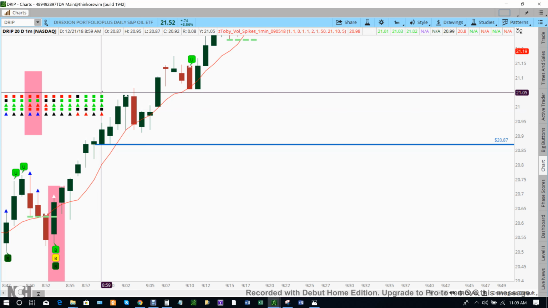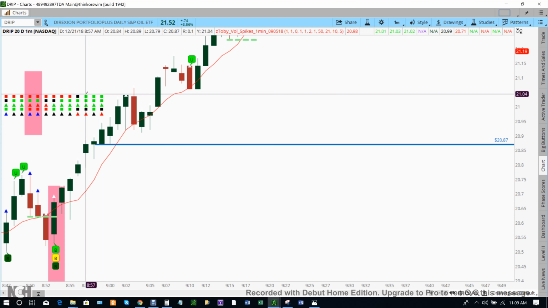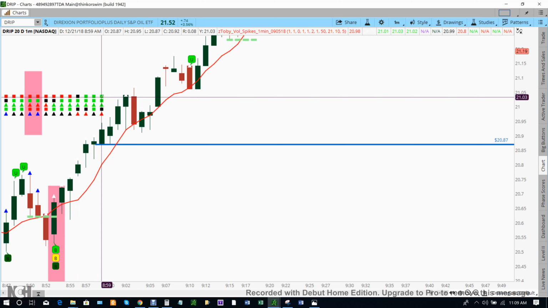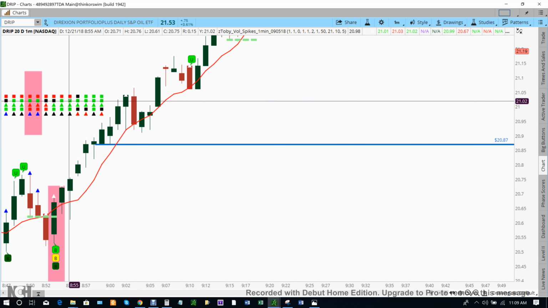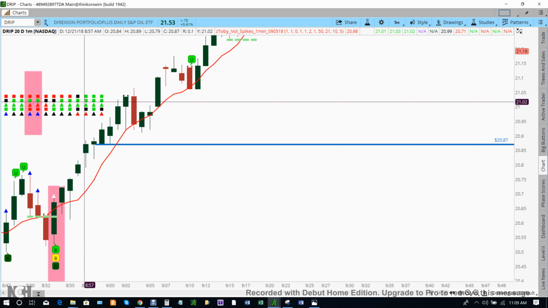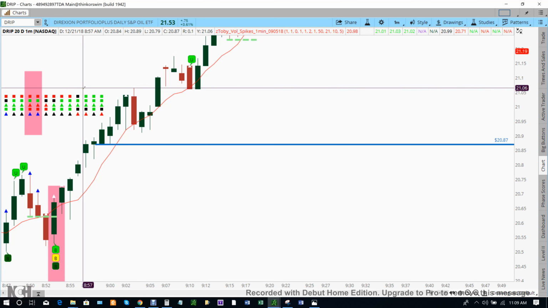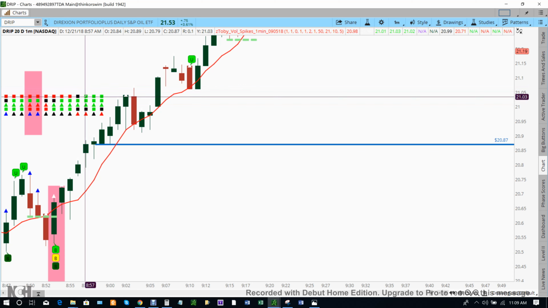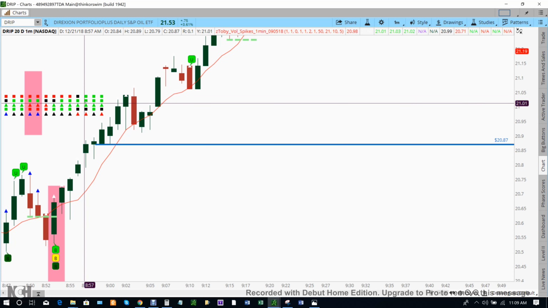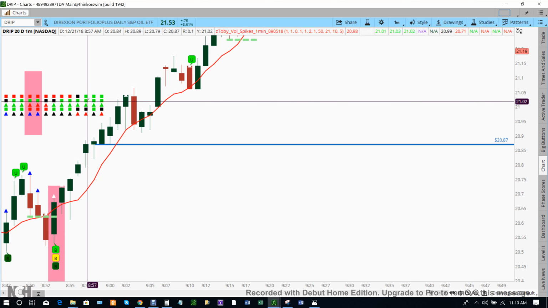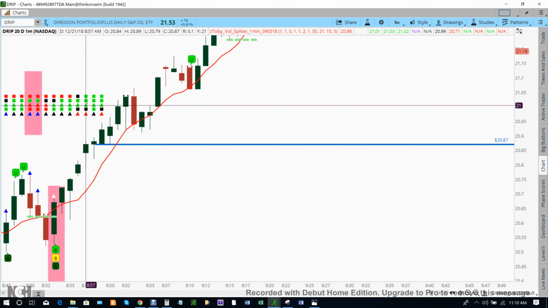And then the top 2 rows here represent trend lines. The top row represents a long-term trend line, and the second row from the top is the short-term trend line. So when both trend lines, long-term and short-term, have green squares, that means it's an uptrend. Without a doubt, it's an uptrend.